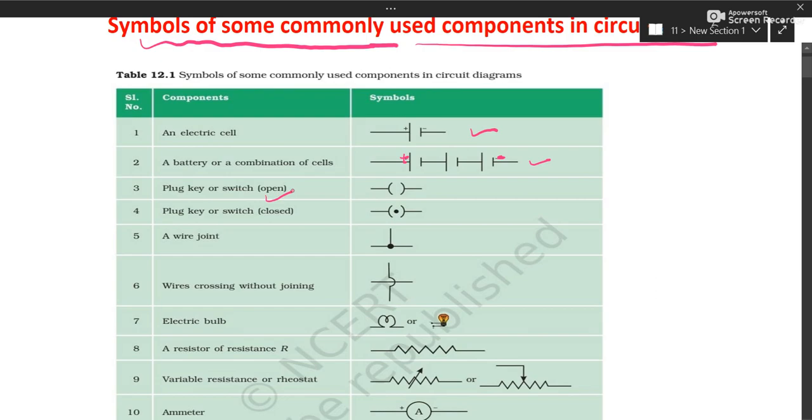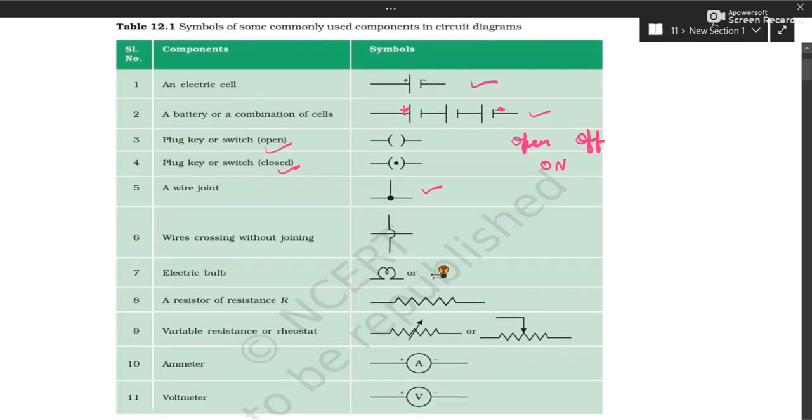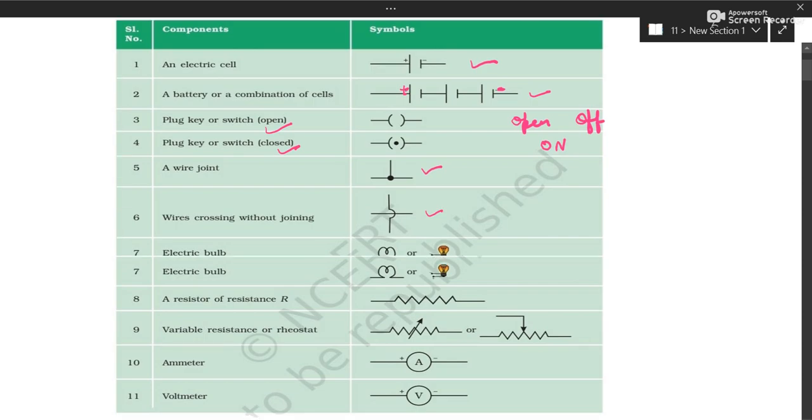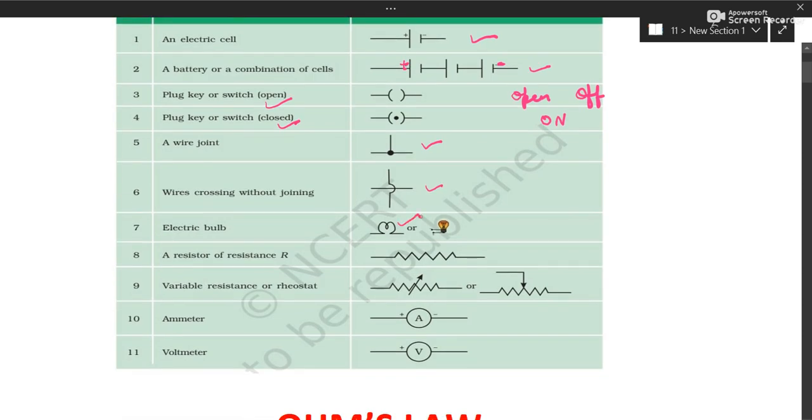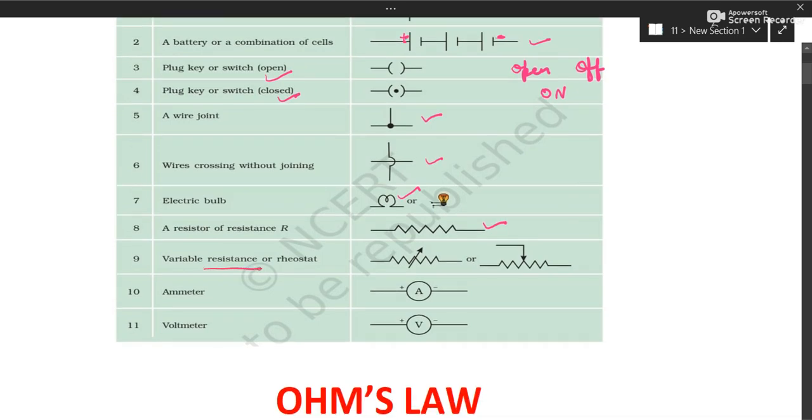Switch open means circuit is open, that is switch is off. Closed switch means switch is on and circuit is closed. This is joint and this is wire crossing without joining, electric bulb, resistor, variable resistor or rheostat symbol you can see, ammeter and voltmeter.